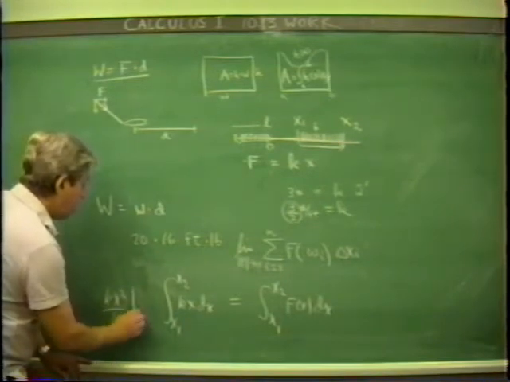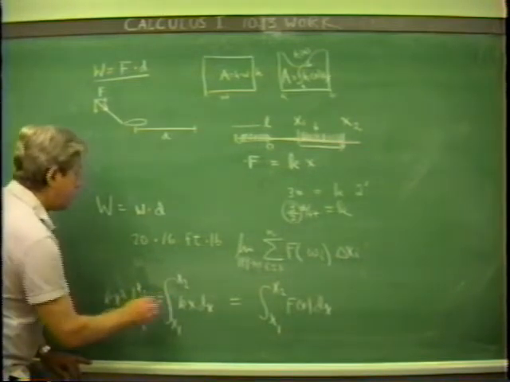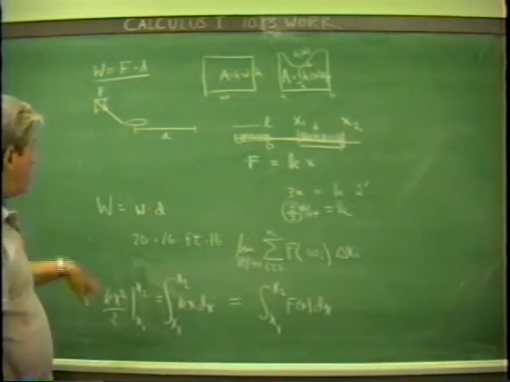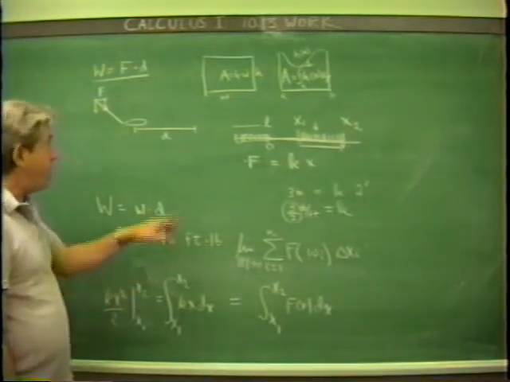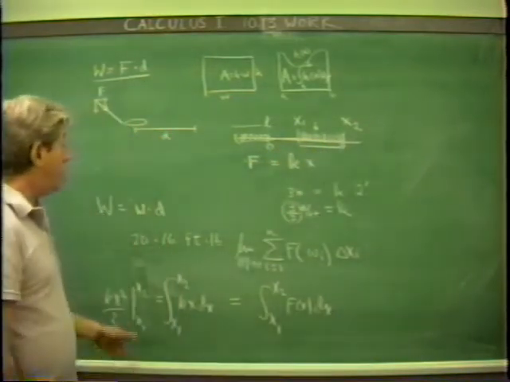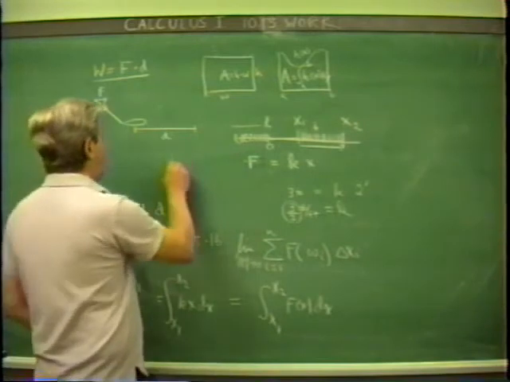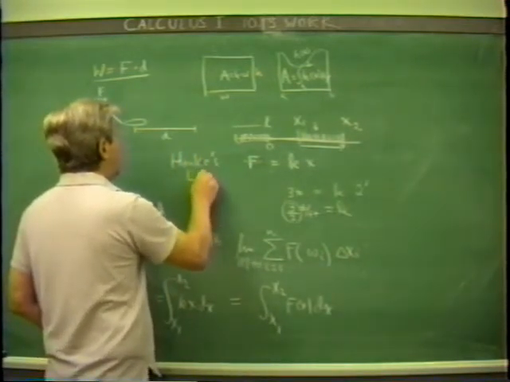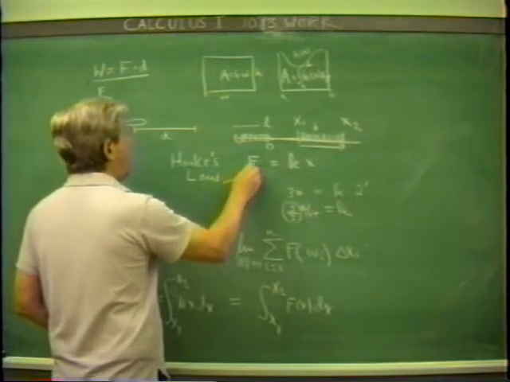And now there's no difficulty evaluating this. In fact, it's kx squared over 2 evaluated from x1 to x2. So if you want to compute the work involved in moving a spring from one place to another, you can do it using what's called Hooke's law.